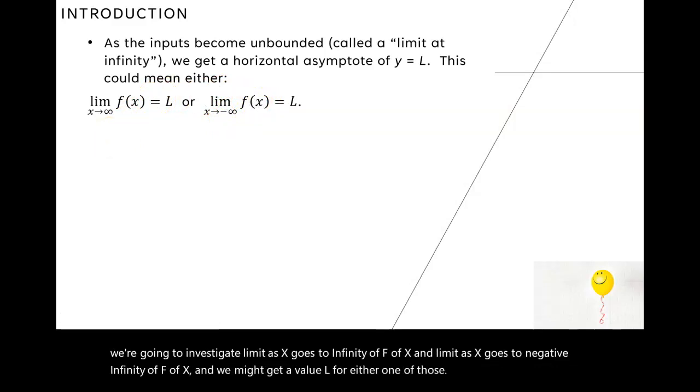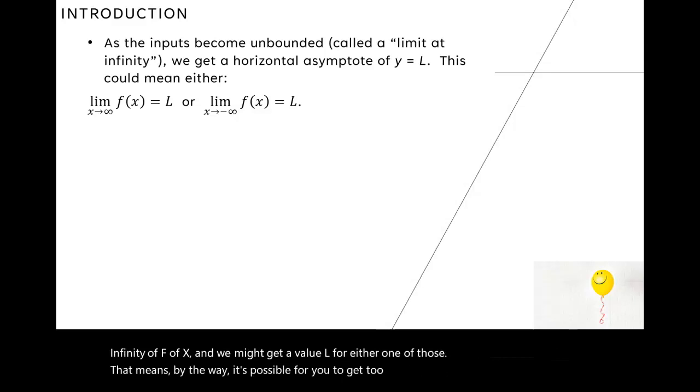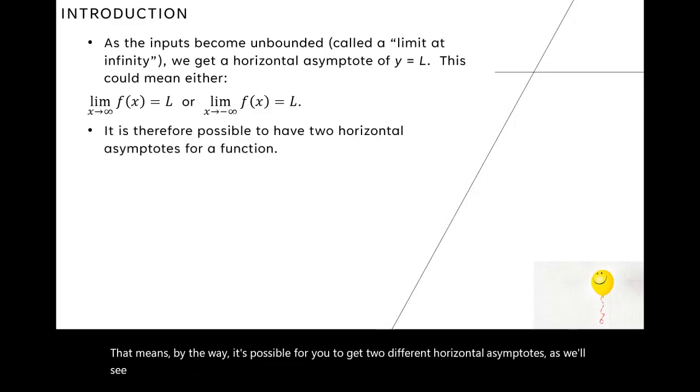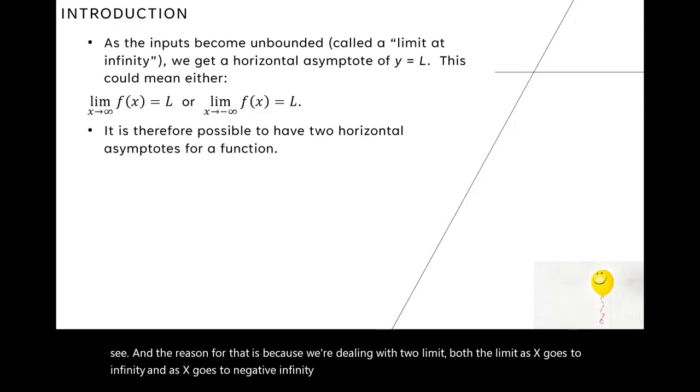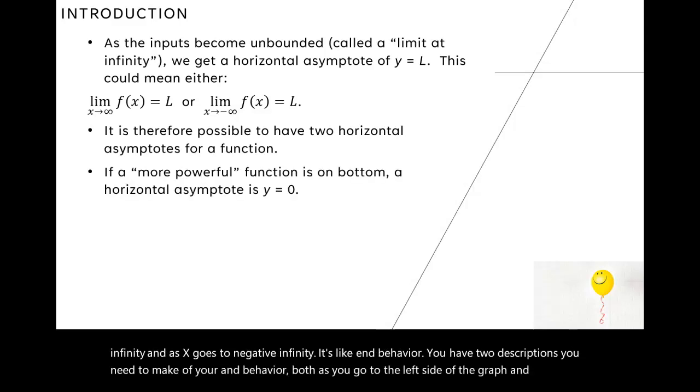That means, by the way, it's possible for you to get two different horizontal asymptotes, as we'll see. And the reason for that is because we're dealing with two limits, both the limit as x goes to infinity and as x goes to negative infinity. It's like end behavior. You have two descriptions you need to make of your end behavior, both as you go to the left side of the graph and the right side of the graph.